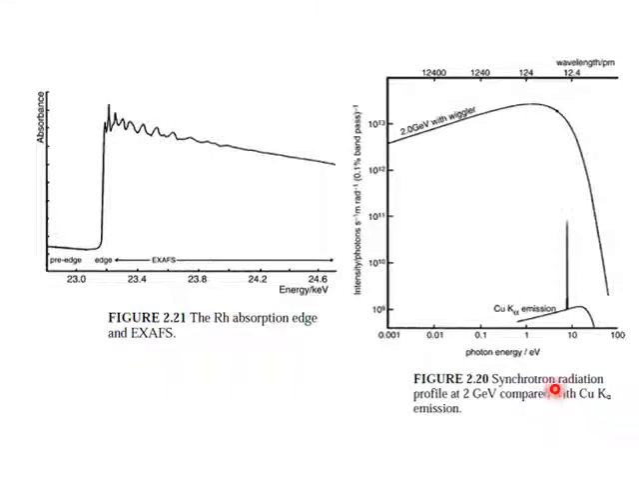Synchrotron radiation. We have studied synchrotron radiation, the radiation emitted by electrons that are moving in a circular path. That type of radiation is called synchrotron radiation. So this is the graph related to the synchrotron radiation profile at 2 gigavolt compared with copper K alpha emission. The X-ray radiation is emitted from copper, and the characteristic X-rays are K alpha. On the y-axis is intensity of photons, and on the x-axis is photon energy.